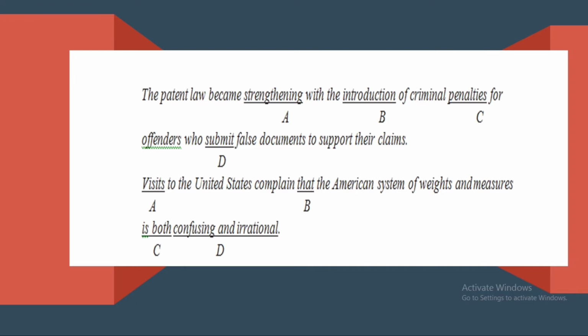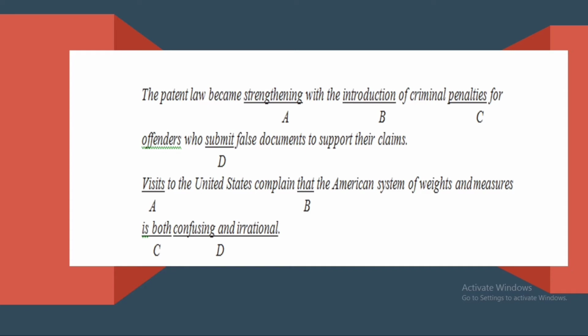Became strengthening. Strengthening here means to strengthen something. The introduction, yes, this is a noun. Of criminal penalties, yes, this is a noun using as because it's plural. Because this is plural, so as is used at the beginning of the word. And then for offenders who submit, remember that the patent law became strengthening with the introduction of criminal penalties. So in this case, the subject is the patent law. So submit must be submitted because it uses the past tense. Okay, so the answer is D.